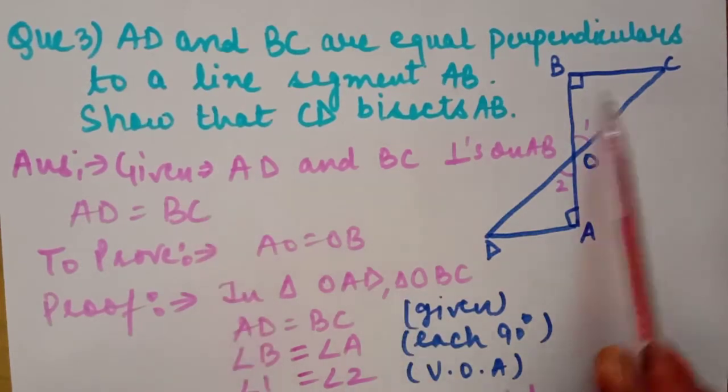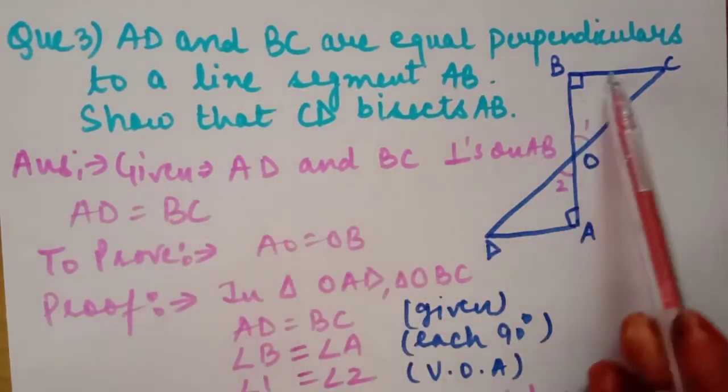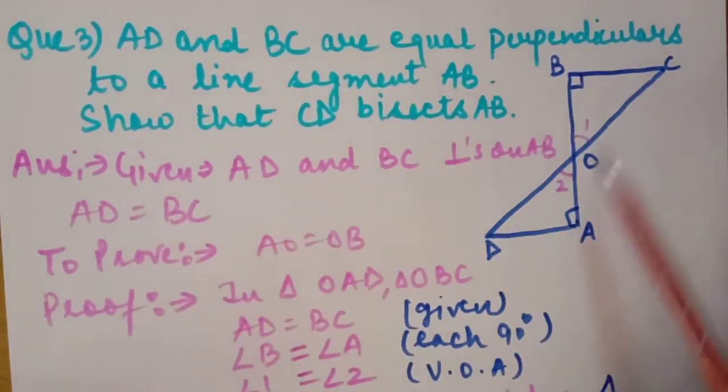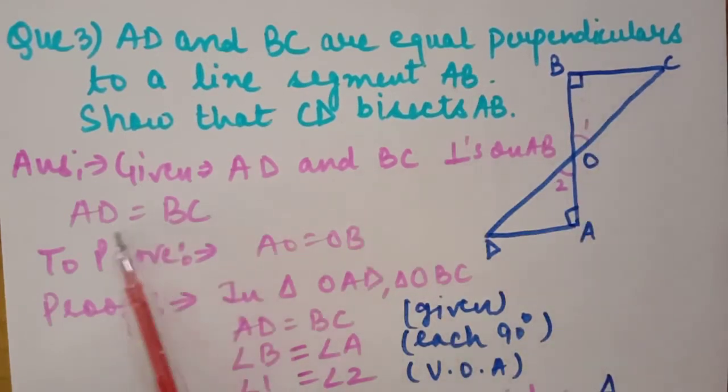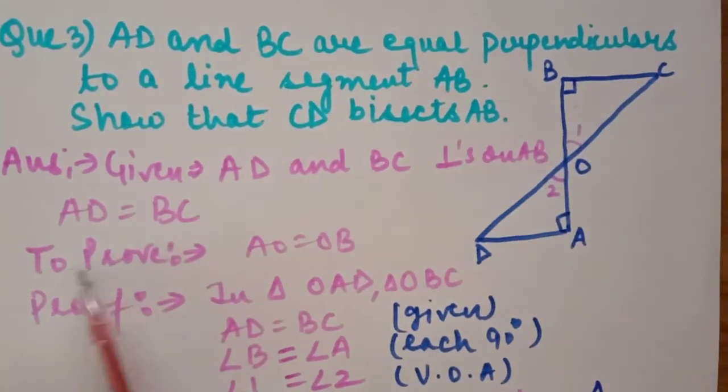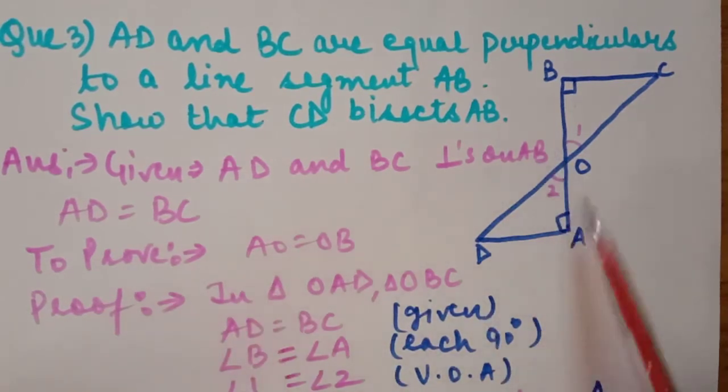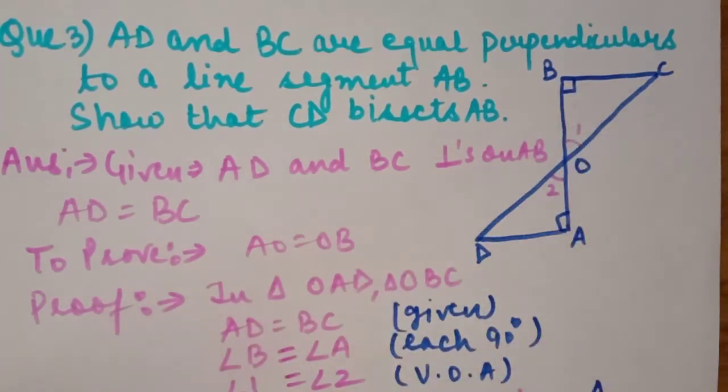So this is your diagram. What is given? AD and BC are both perpendicular on AB. It means 90 degrees, and they are both equal also. To prove is AO and OB are equal to each other.